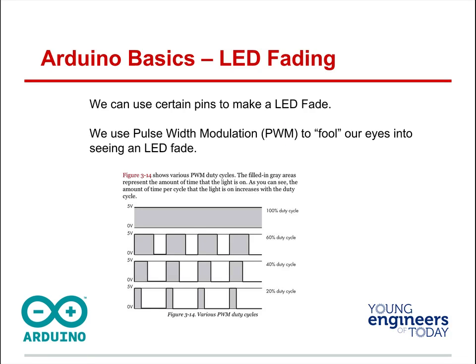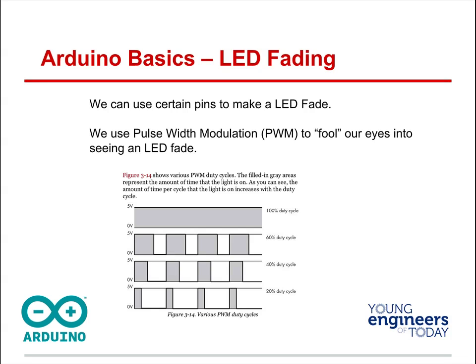Now, let's talk about if you want to make it fade. In that, we use something called pulse width modulation to fool our eyes into seeing an LED fade. All right? And only certain pins do this. And what we mean by pulse width modulation and fade is when a computer runs, it runs on a cycle. It's so many times per second.